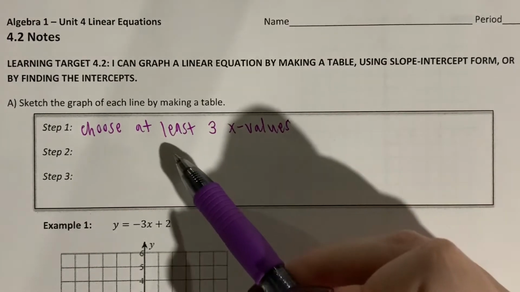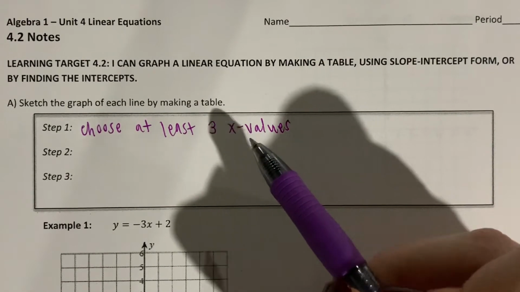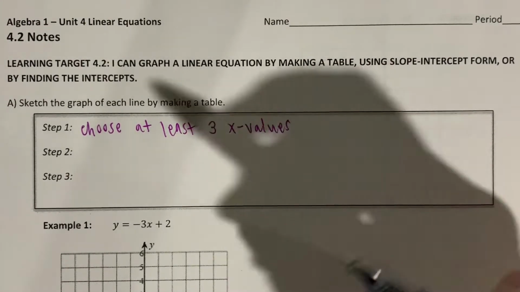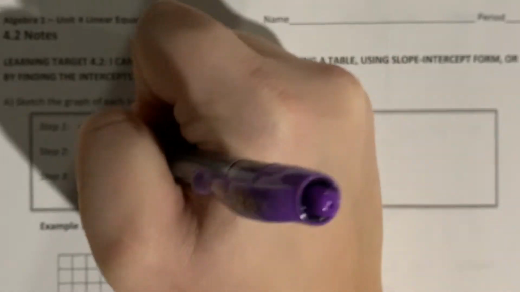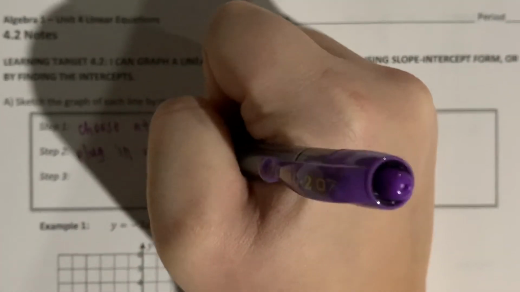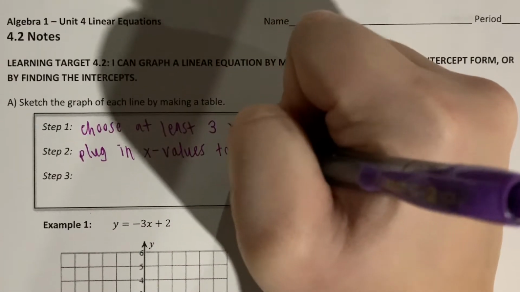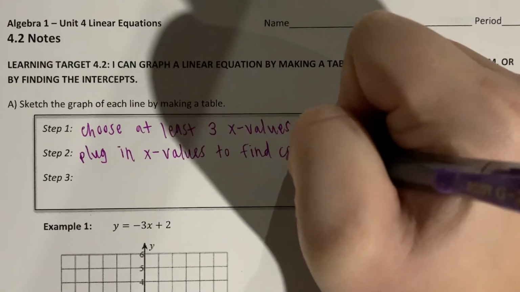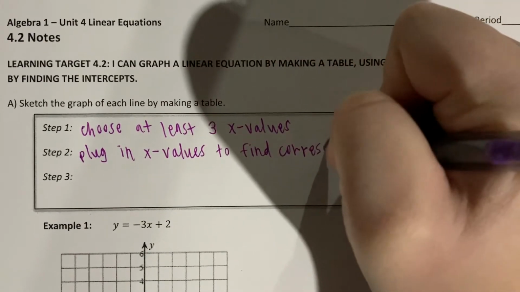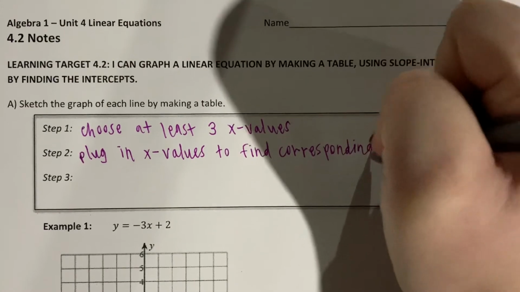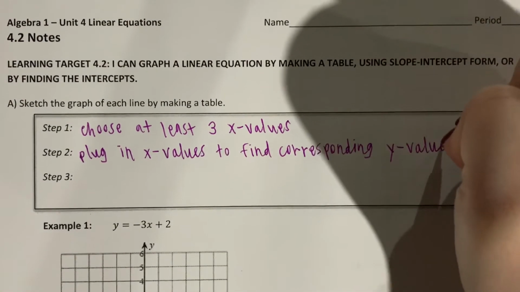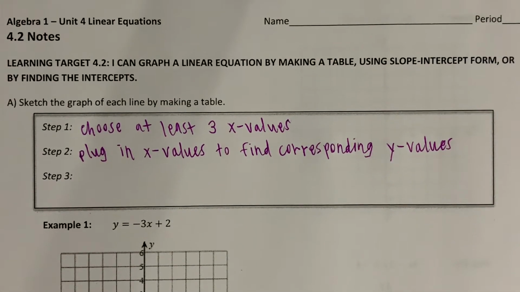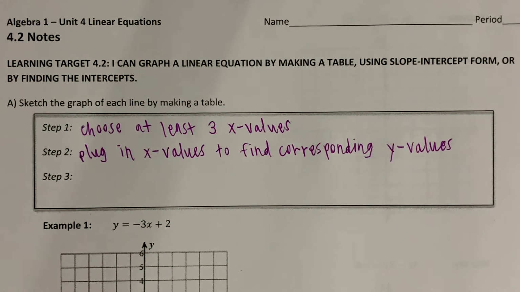Step 2, once we have our X values, we're going to plug those X values in to find the corresponding Y values. So I'm going to say: plug in X values to find the corresponding Y values.